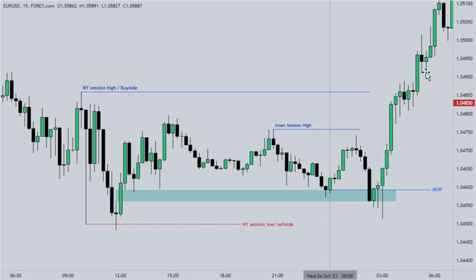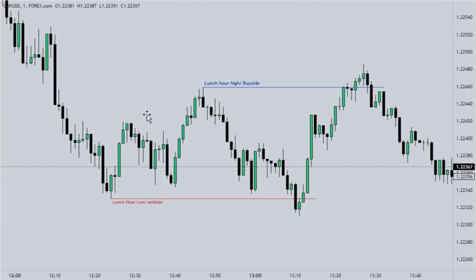Okay, and I had a bias of bullish, and so I know that price is going to go up from this fair value gap to the Asian session high and then the New York session high buy side. Okay, see how perfectly price respected those fair value gaps.